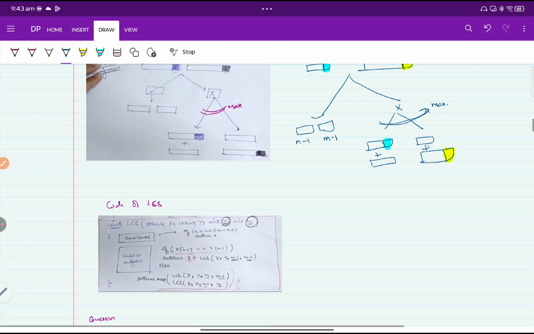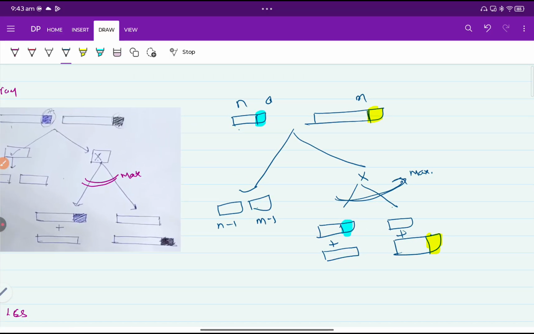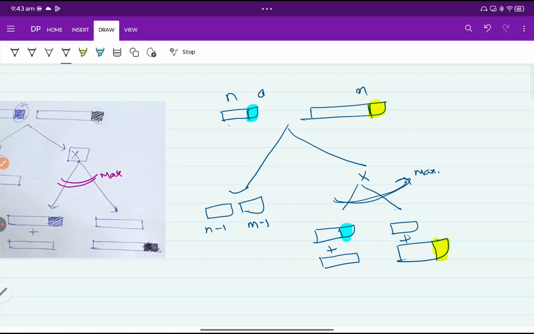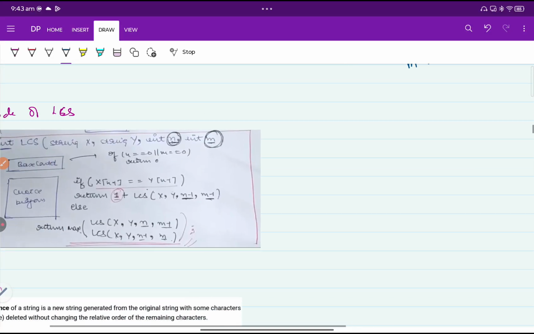If I talk about it from the coding perspective, I will call for n and m minus 1, and here I will call n minus 1 and m. Understand that the larger problem is called for the smaller value of its input. So this is a choice diagram.